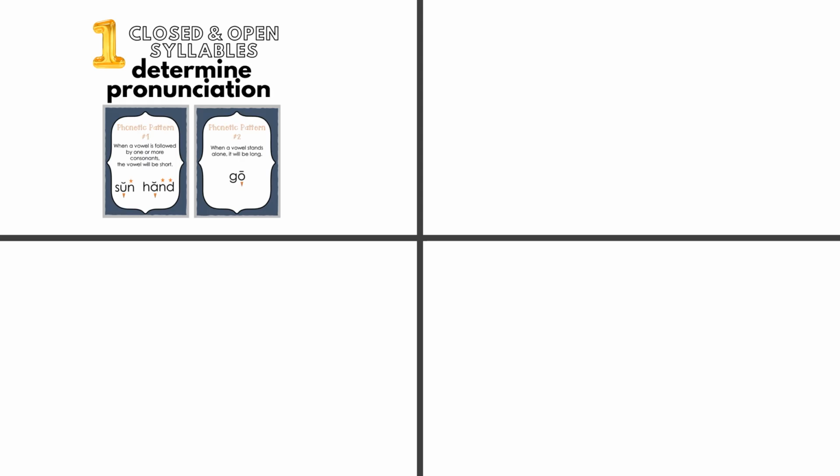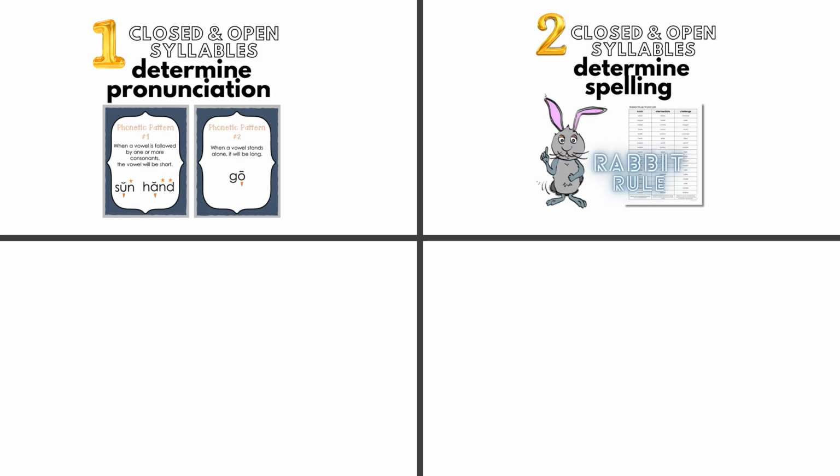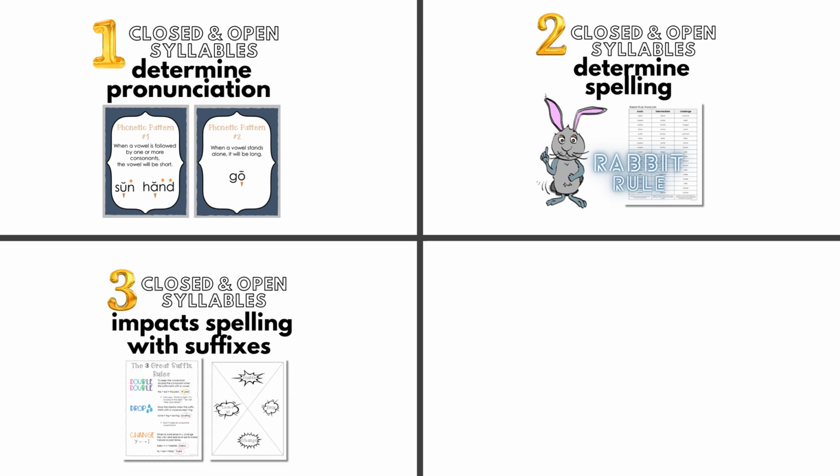So let's take a look back at the whole group instruction, where we want to start. I mentioned earlier that we never want to skip reviewing closed and open syllables, and here's why. Closed and open syllables determine the pronunciation of a word. They determine the spelling of a word. So look at the word rabbit. I know that second B has to be there to keep the first vowel closed, or the first syllable closed, or the vowel short. So I have to understand the concept of closed and open in order to get later spelling patterns.